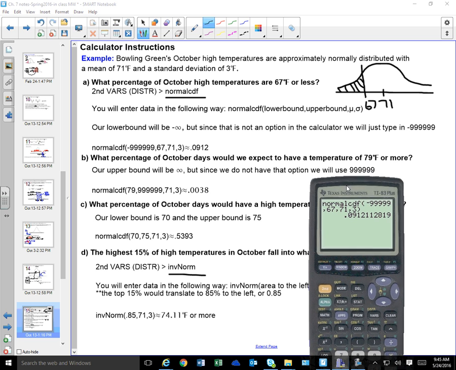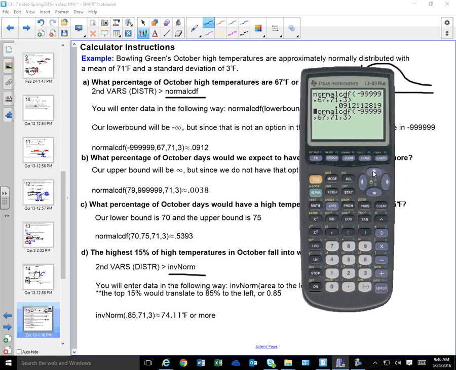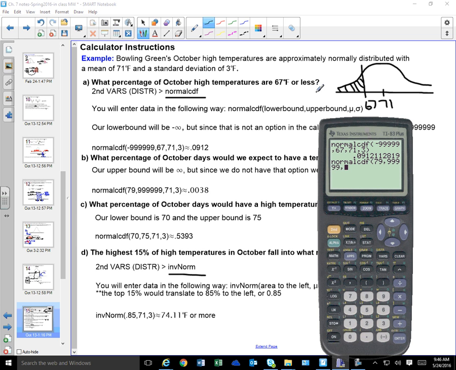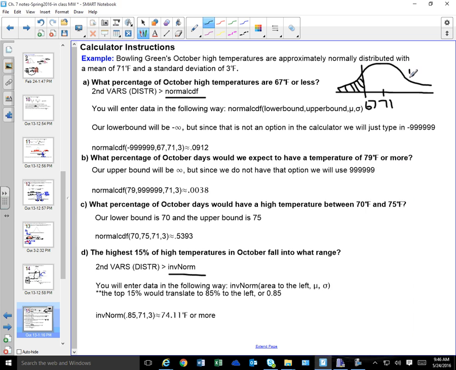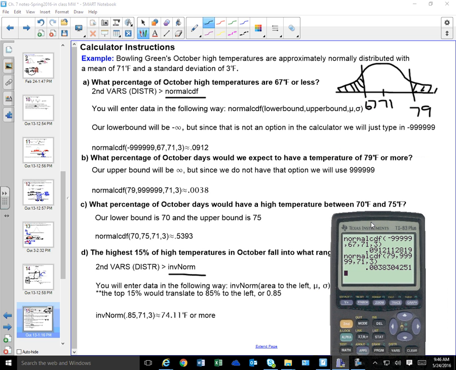Okay, the next one says, what percentage of October high days would we expect to have a high temperature of 79 or more? So now our lower bound here is going to be 79, right? We're going from 79 up to infinity. So if we're doing a lower tail area, our lower bound is going to be negative infinity. If we're doing an upper tail like this one with 79, then the lower bound is going to be that number, 79. The upper bound is going to be infinity, okay? And then we have 71 and 3 again. And we get 0.0038.